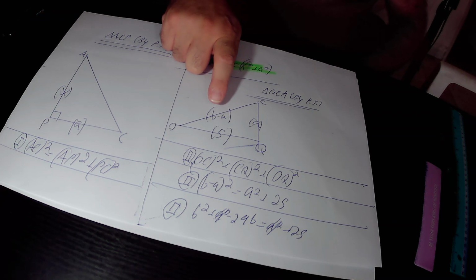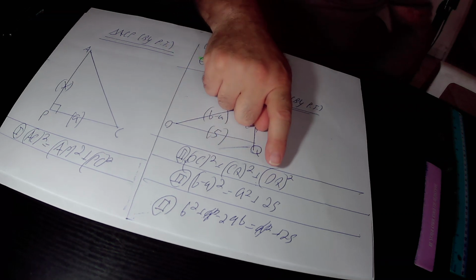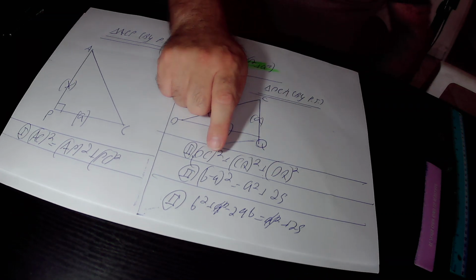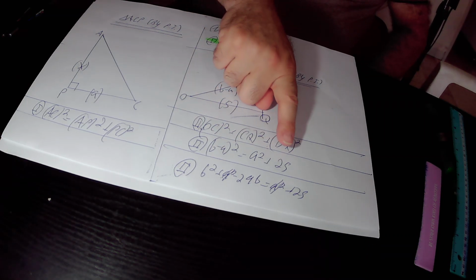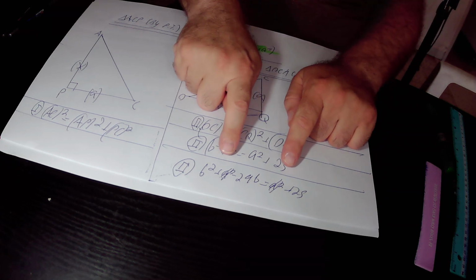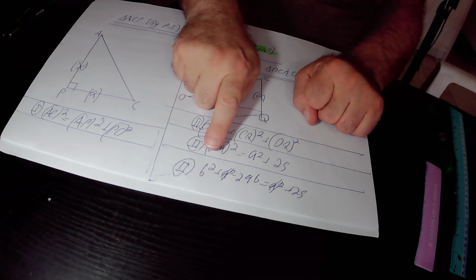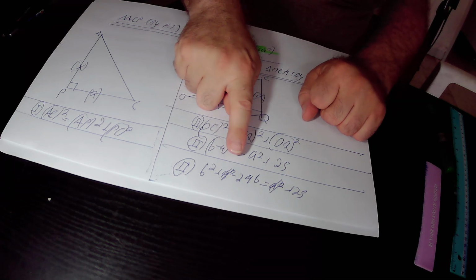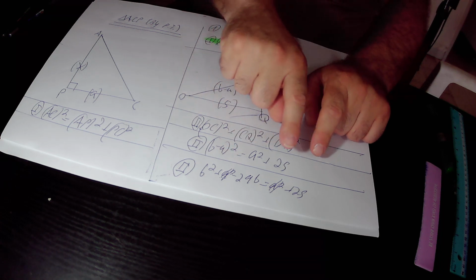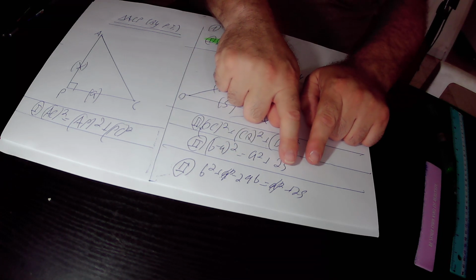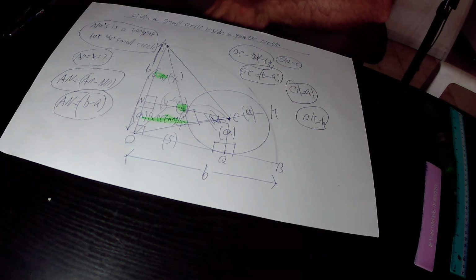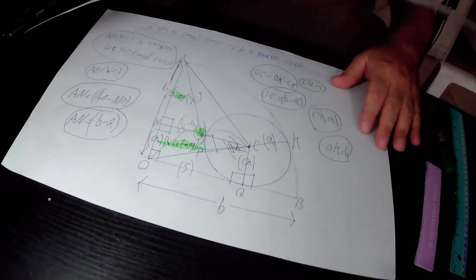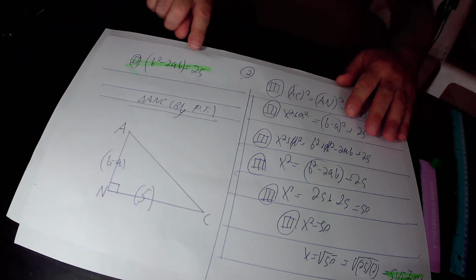So in total, according to equation 2, we find that (B minus A) squared equals A squared plus 25. (B minus A) squared equals B squared plus A squared minus 2AB, and it is equal to A squared plus 25. Here we have A squared on both sides of equation 2, so A squared will cancel. On this side we are left with B squared minus 2AB, and on the other side we are left with 25. So according to equation 2, we found that B squared minus 2AB equals 25.